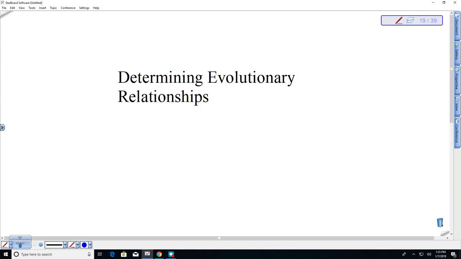So the last thing we'll talk about today is how we would go about determining how organisms are related to one another. We believe that there's unity in the relationships between all animals, but trying to figure out how they are related is a different matter. One way that this was done in the past is by looking at structural similarities. Now, this could also be called morphology. Okay, so this is also morphology.